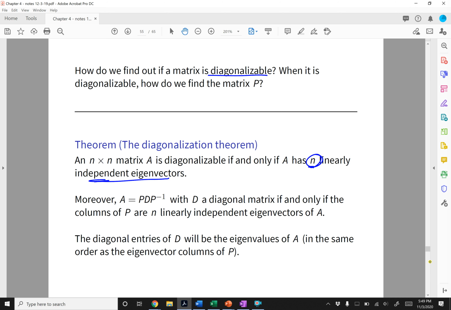Moreover, A equals P D P inverse with D a diagonal matrix if and only if the columns of P are n linearly independent eigenvectors of A. So the key here is, again, n. The linear independence actually already comes from the fact that all the eigenvectors for a matrix are linearly independent, but the trick is getting n of them. The diagonal entries of D will be the eigenvalues of A in the same order as the eigenvector columns of P. We already saw that.